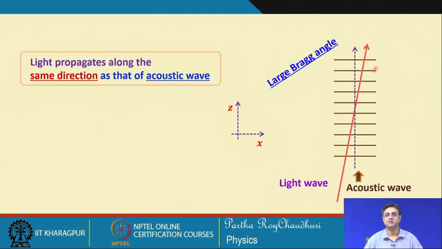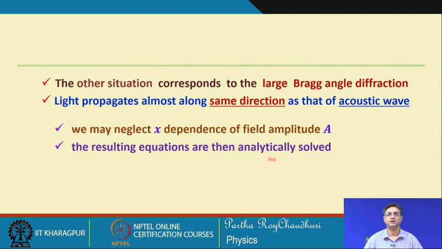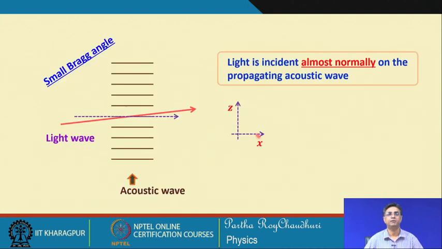This is what I just mentioned: if you have an angle which is very small, so that it is almost along the same direction as the propagation of the acoustic wave, light wave and acoustic wave travelling in almost the same direction, then you can neglect the x dependence of the electric field. You can consider that the electric field depends only on z. Therefore, these two situations can now be analyzed analytically.